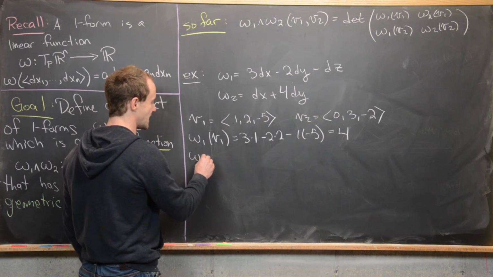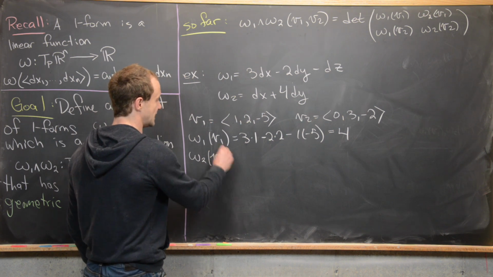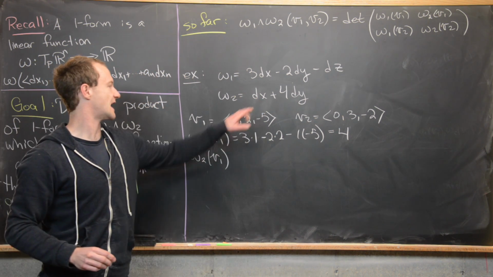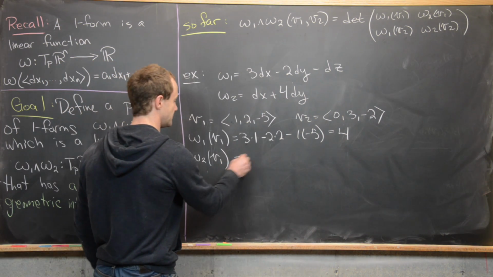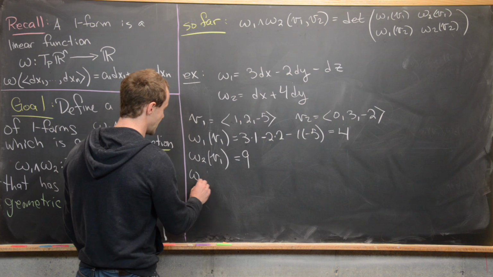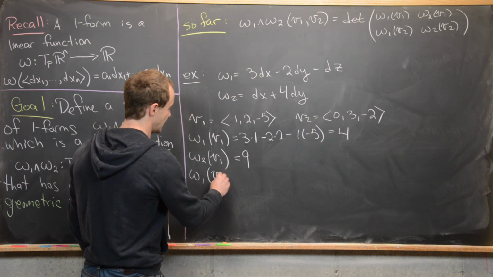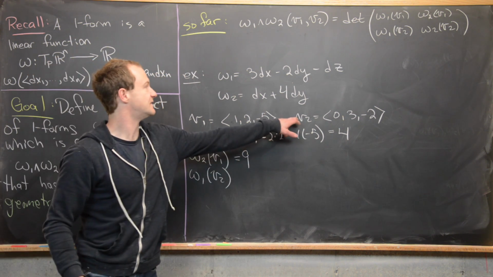And now we have omega 2 evaluated at v1. So let's see, that is going to be 1 plus 8. So that's going to be 9. And then we have omega 1 evaluated on v2. So let's see, v2 is this.